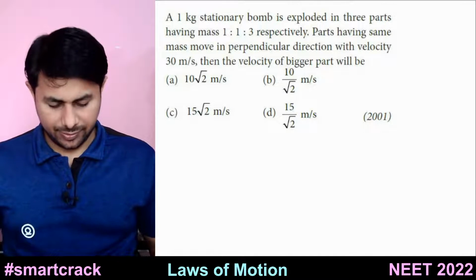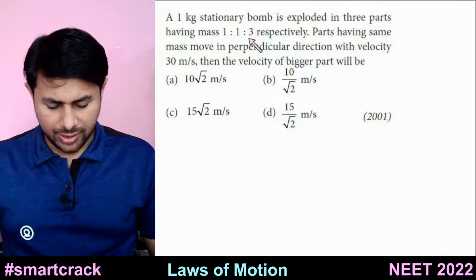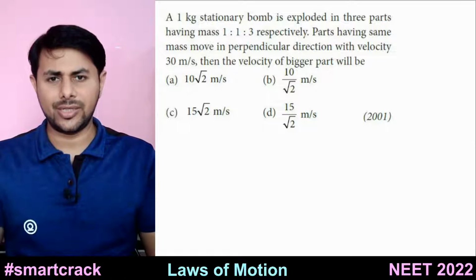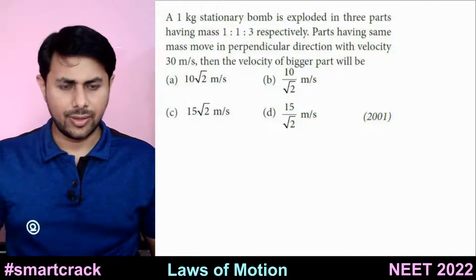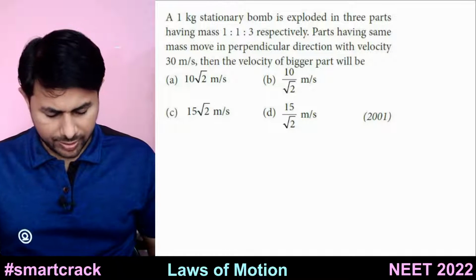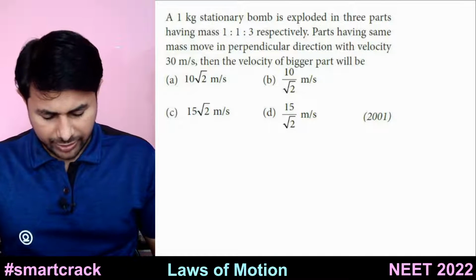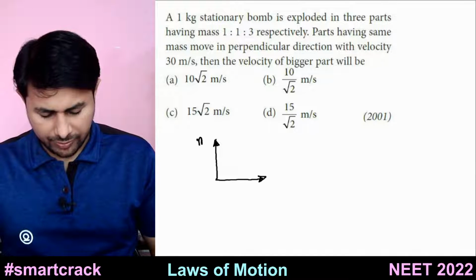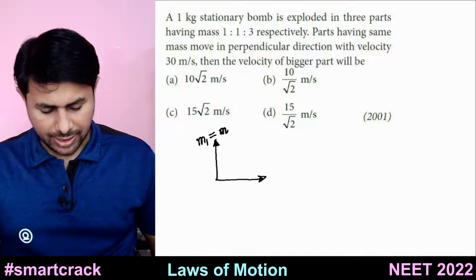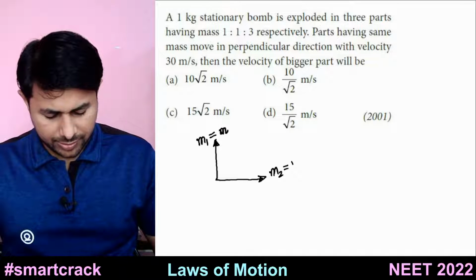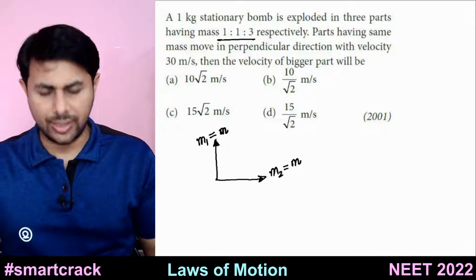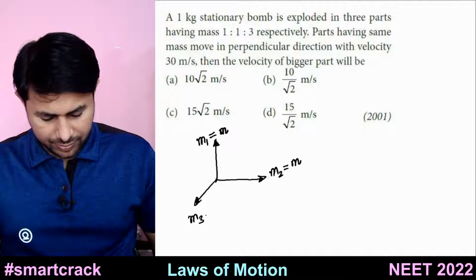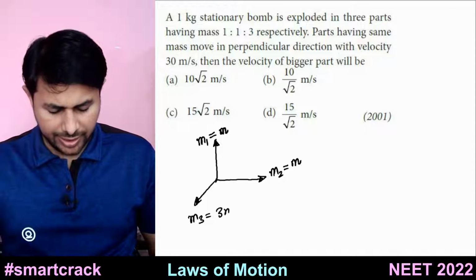Again, it's similar, right? So there are 3 parts of a stationary bomb. The stationary bomb breaks into 3 pieces. One flies off like this, another one flies off like this. So this is M1, its mass is suppose M, M2, its mass is M. Okay, the ratio is 1 is to 1 is to 3. So M3 goes in this direction, its mass should be 3M.